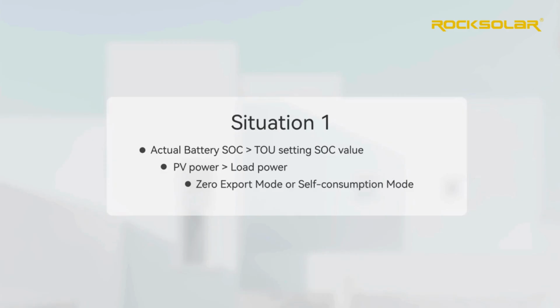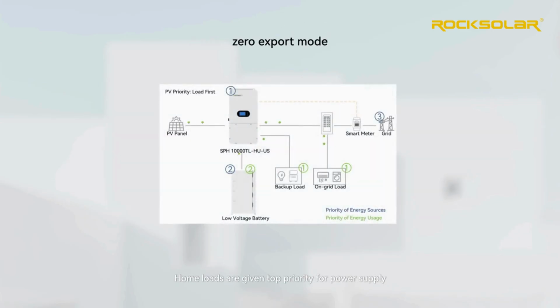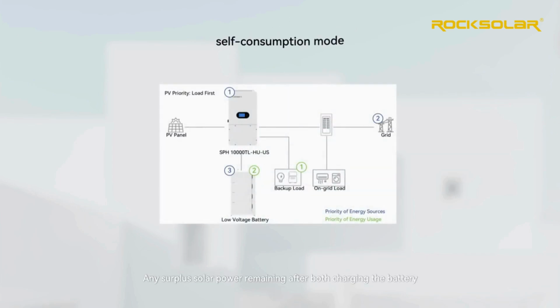Situation 1. When the actual battery SOC is greater than the TOU setting SOC value, the PV power is greater than the load power, and it is zero export mode or self-consumption mode. Home loads are given top priority for power supply. Excess solar power is then directed towards charging the battery. Any surplus solar power remaining after both charging the battery and powering the loads will be curtailed.